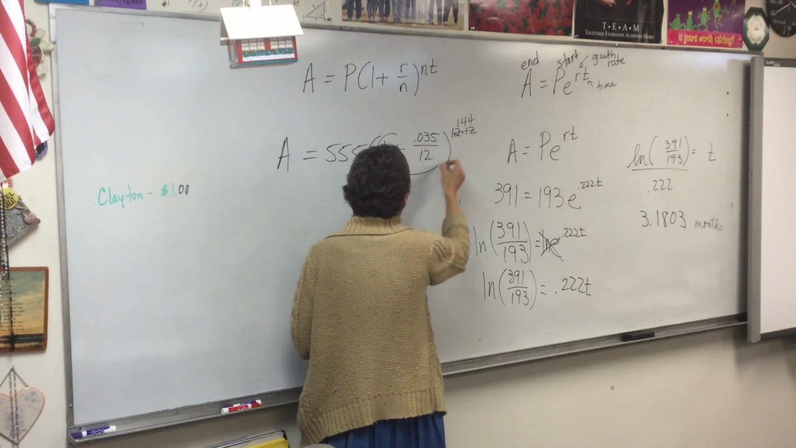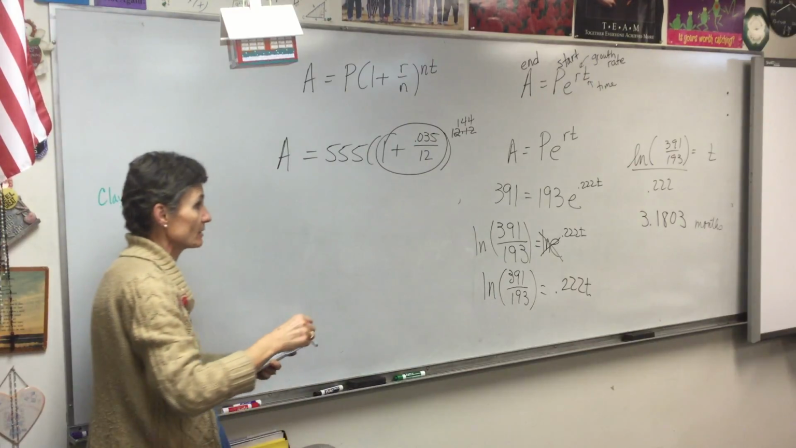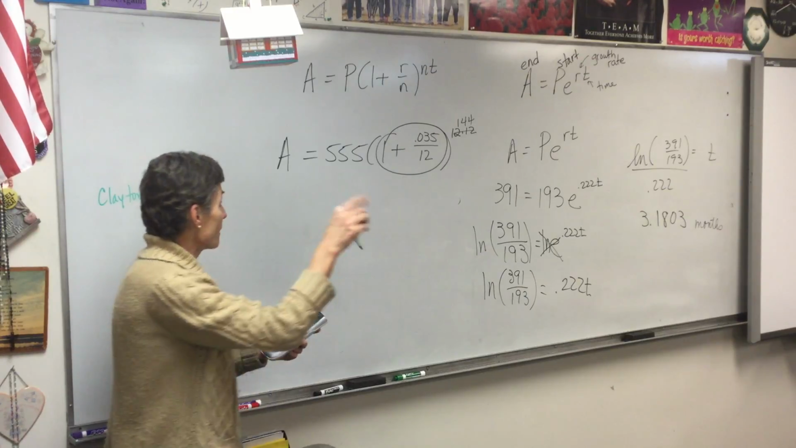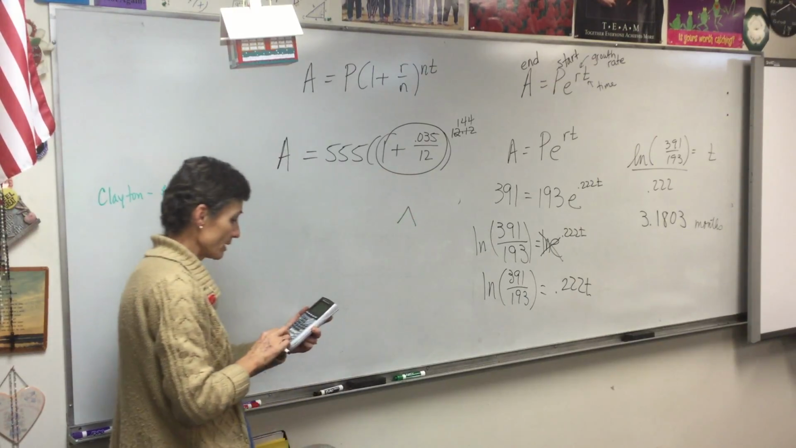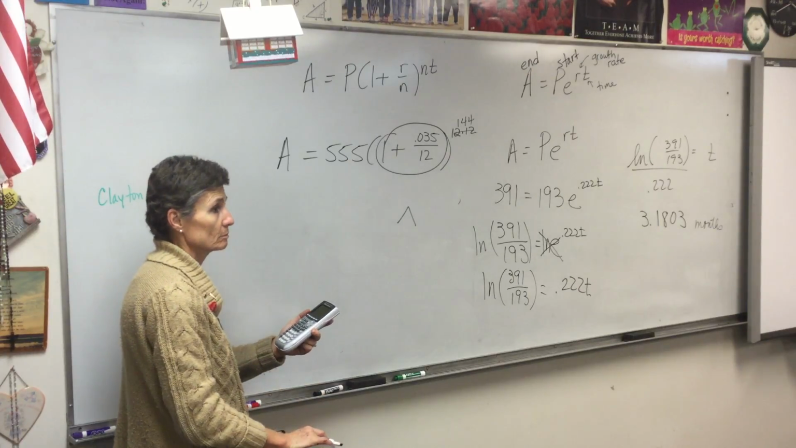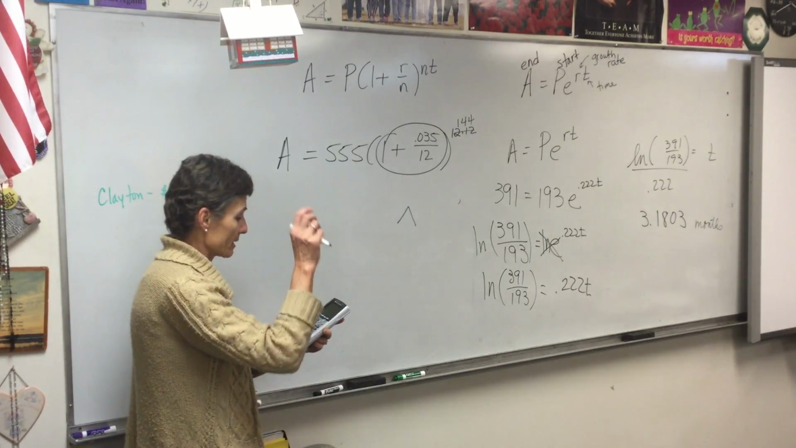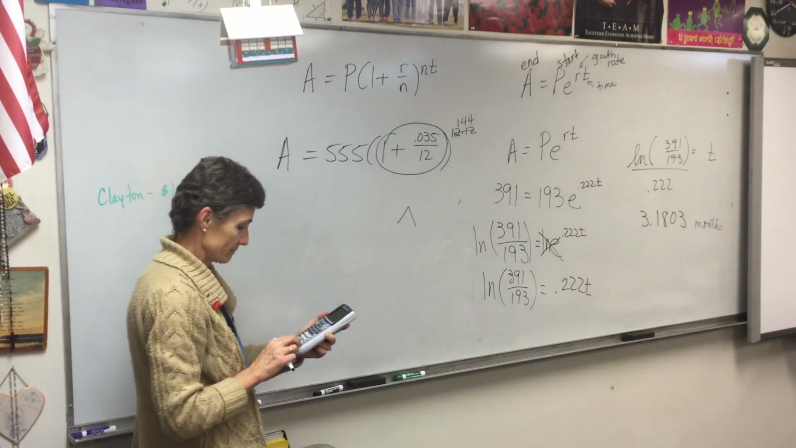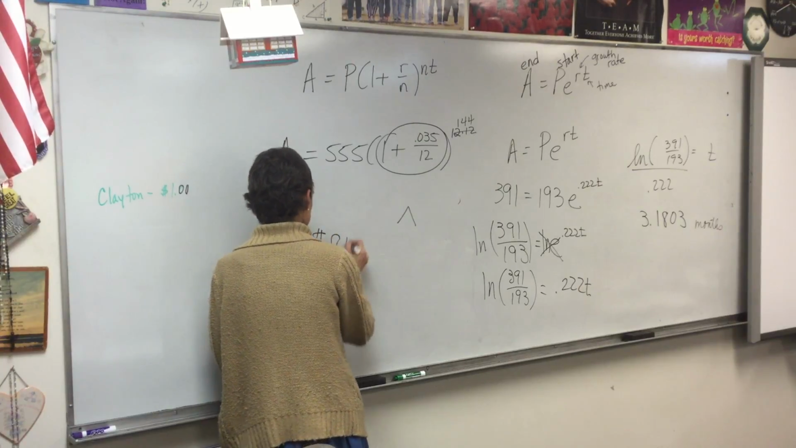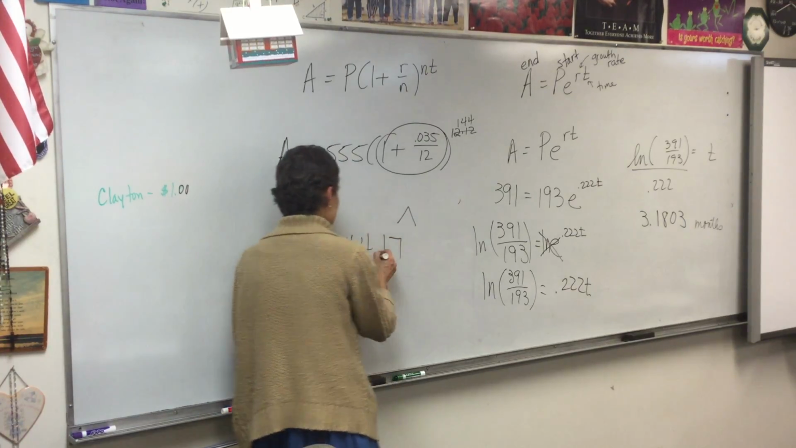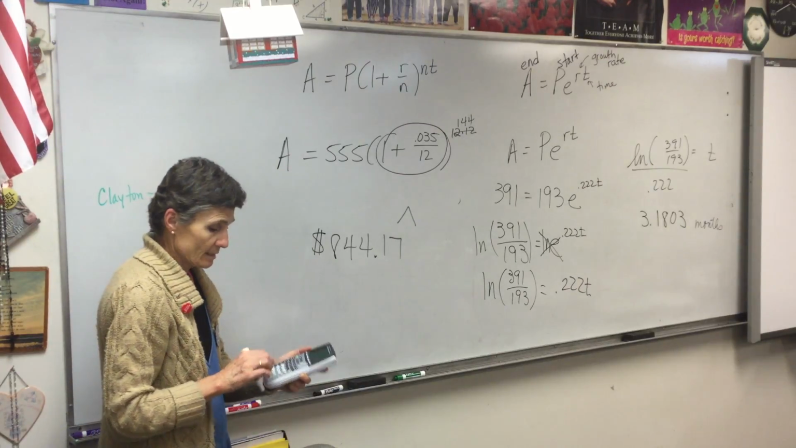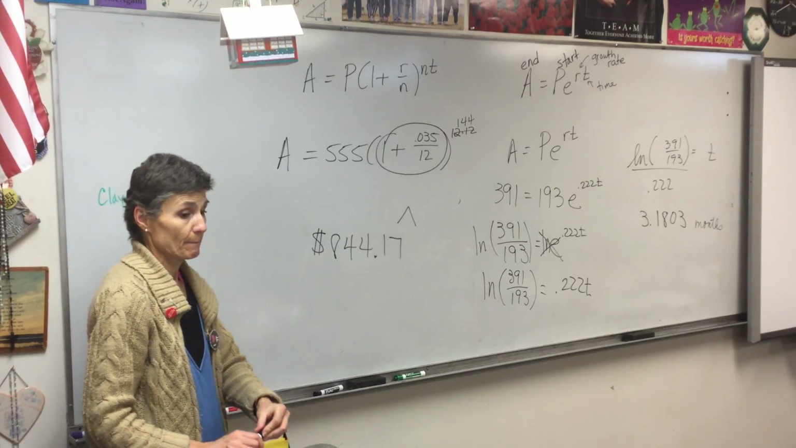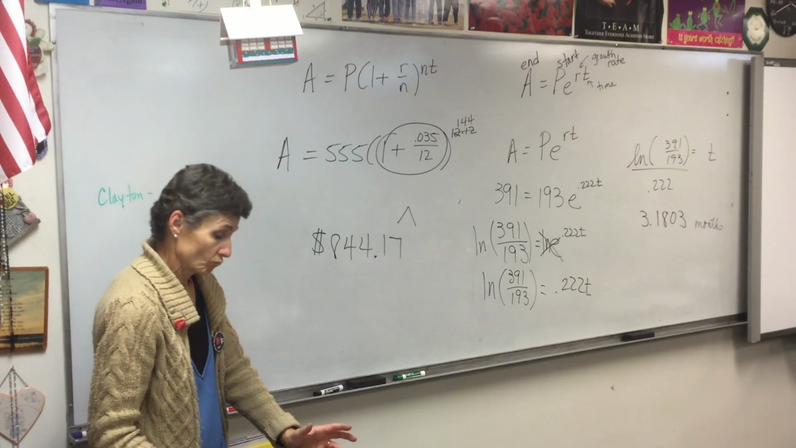So I just typed this in on my calculator. Everybody got it typed in that has a calculator? Now I'm going to raise it using my arrow button to the 144th power. And then what am I going to do? Times it by 555. And the answer is $844.17. Now, did anybody not get that? We'll go back through the steps if you didn't get that.